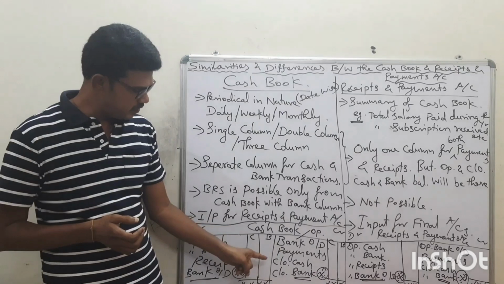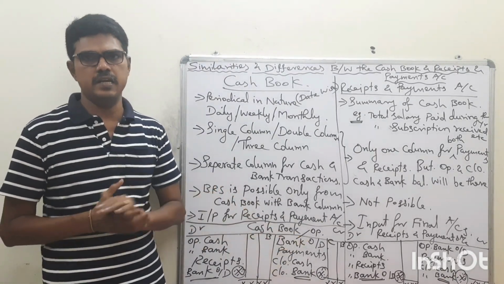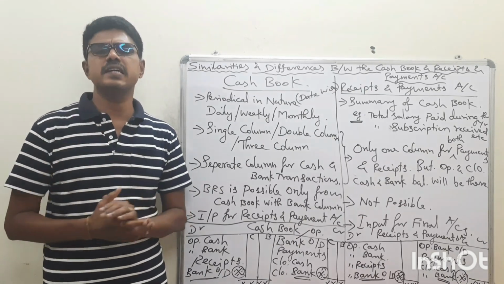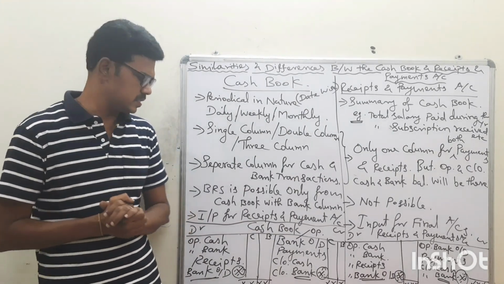Finally, if there is an opening bank overdraft, it should be shown in the credit side of the cash book, because it is a liability. Liability will always show a credit balance.